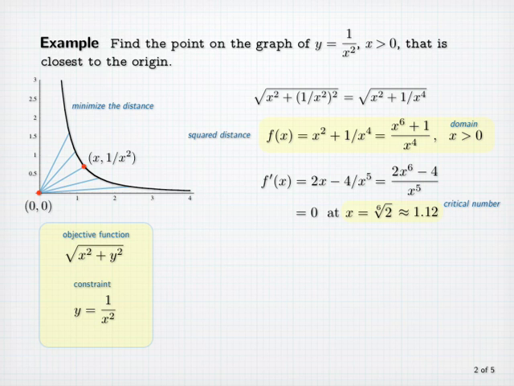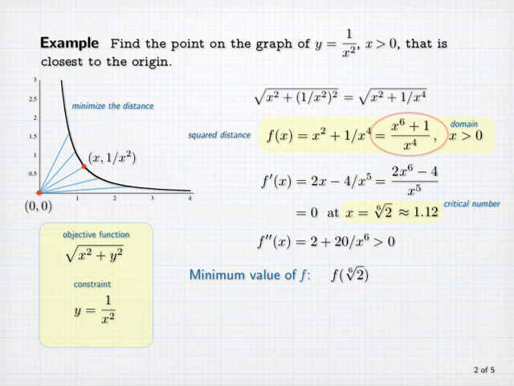To analyze this critical number, let's look at the second derivative, which here is 2 plus 20 times x to the minus 6 power, which is clearly positive for all x greater than 0. Therefore, the function attains its minimum value at the critical number, the 6th root of 2. And the value there is 3 times the cube root of 2 over 2.